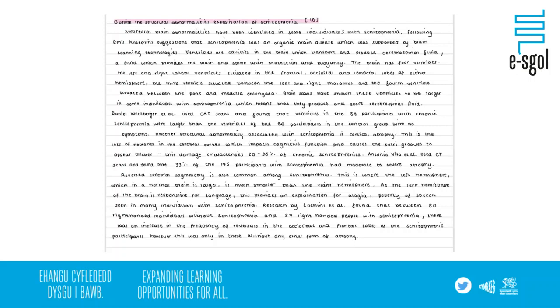Reverse cerebral asymmetry is also common amongst schizophrenics. This is where their left hemisphere, which in a normal brain is larger, is much smaller than the right hemisphere. As the left hemisphere of the brain is responsible for language, this provides an explanation for alogia, poverty of speech, seen in many individuals with schizophrenia.